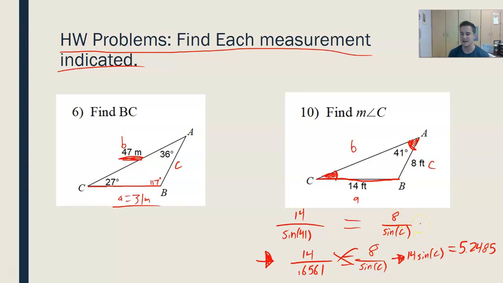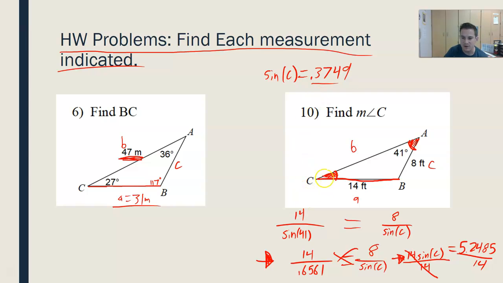So I have 14 times the sine of angle C is equal to 5.2485. So since 14 is being multiplied here, I'm going to divide by 14 on both sides. And 5.2485 divided by 14, I've just been leaving these numbers in my calculator. I get sine of angle C is equal to 0.3749.